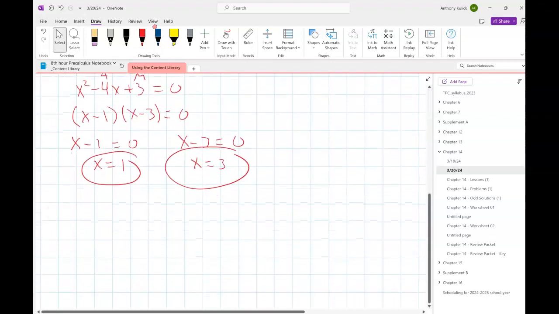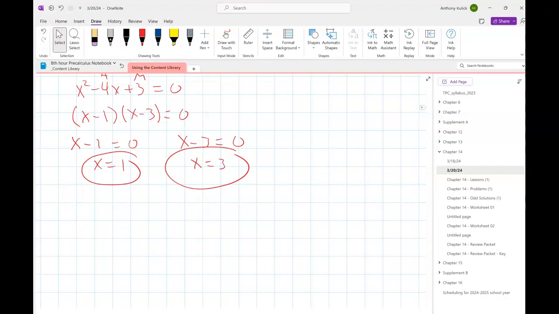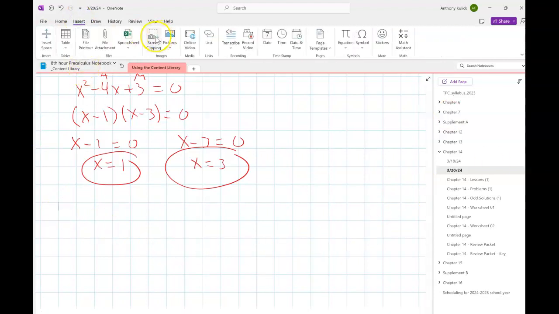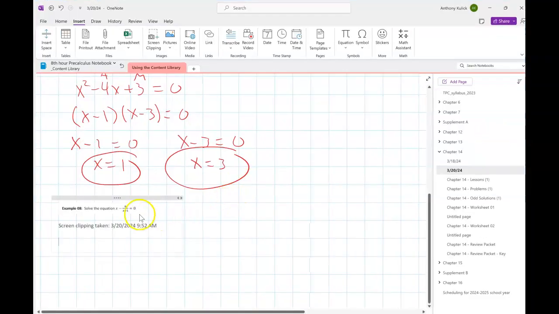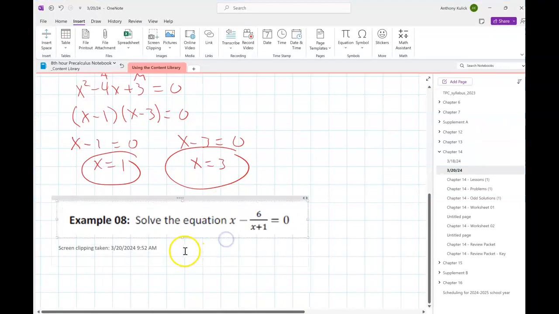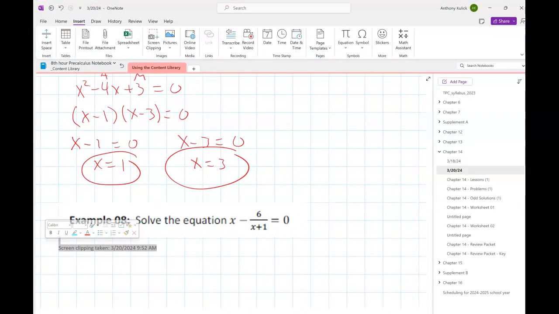Let's do another example. I have just 3 more. Everybody's okay still? So far, so good? Not too bad? Okay. Next example.